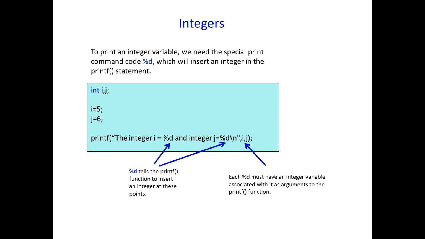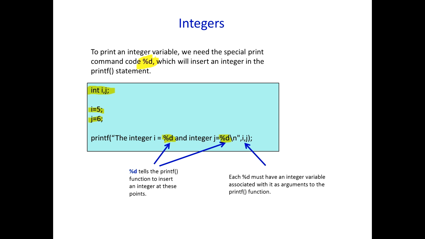So how do you print out an integer? In the printf function, we need the print command code %d. Let's create two integer variables. Let's assign integer i to be 5 and the variable j to be 6. And now we'll just print out the statement: the integer i equals %d, so we're going to stick an integer there, and the integer j is %d. So we want to stick an integer there.